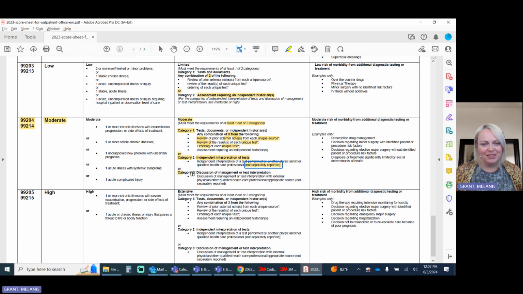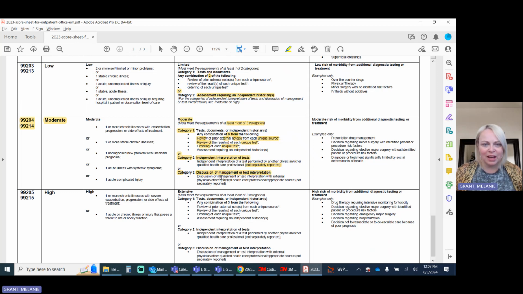And then our category 3 here, the discussion of management or test interpretation. And so this is outside of the actual visit, where the provider will go and make a phone call to another medical provider to ask them their opinion, their interpretation, or some other detail that's needed in order for them to understand the data that they're looking at.